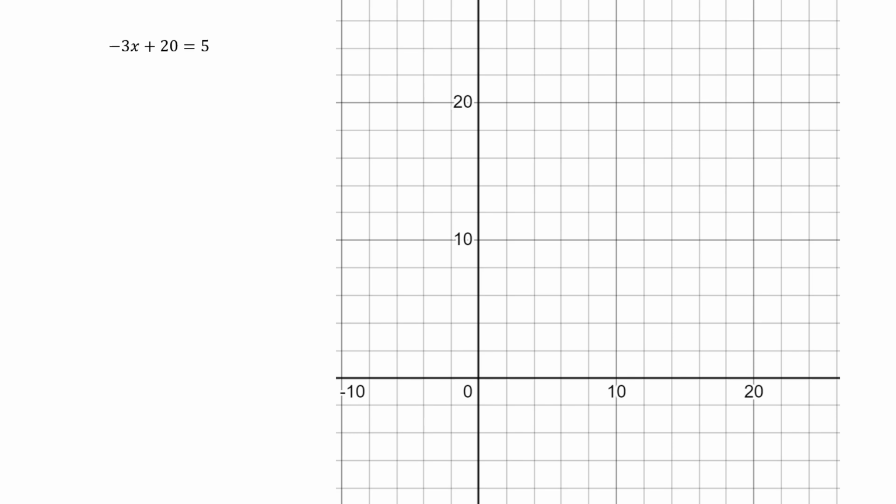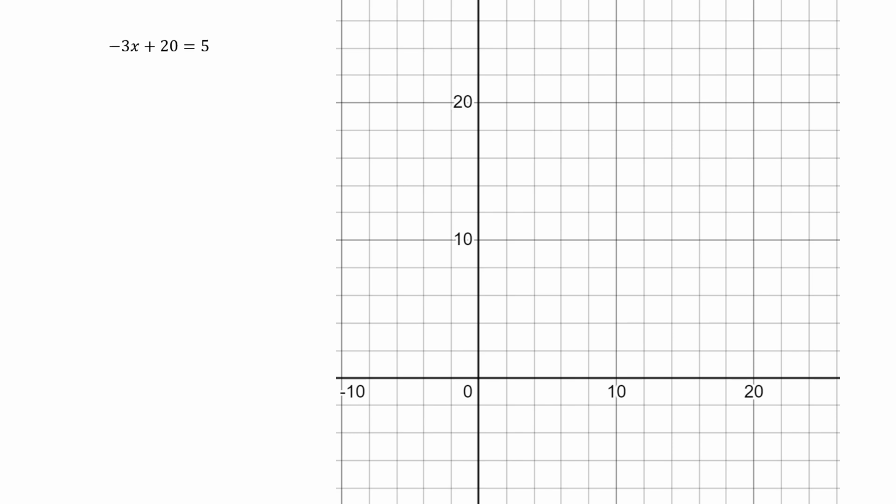So our first one, I know it's way up here in the corner. That's because we're going to have a big graph. When you're graphing to solve, you want to use graph paper. Otherwise, it's not going to be accurate enough to get much of an answer. So we have negative 3x plus 20 equals 5. We have a graph here.